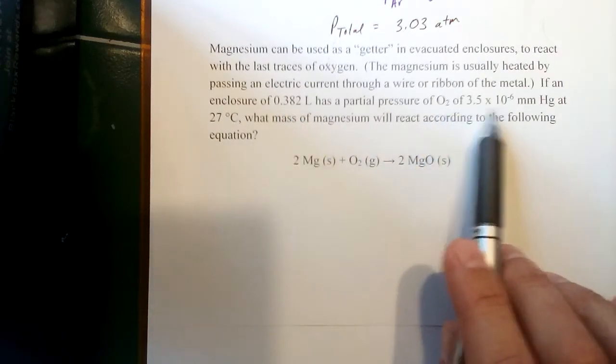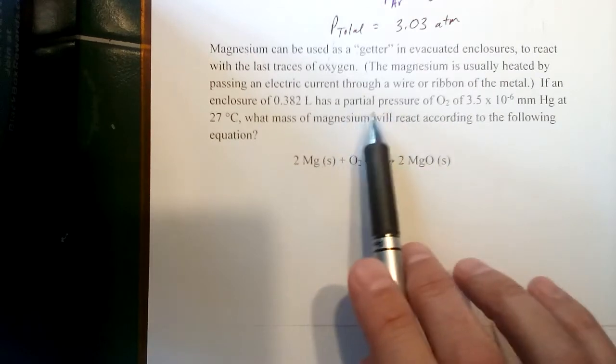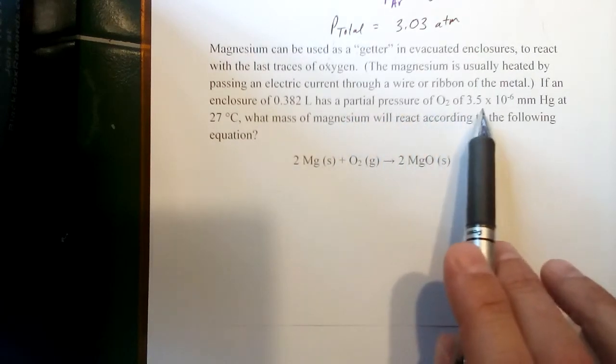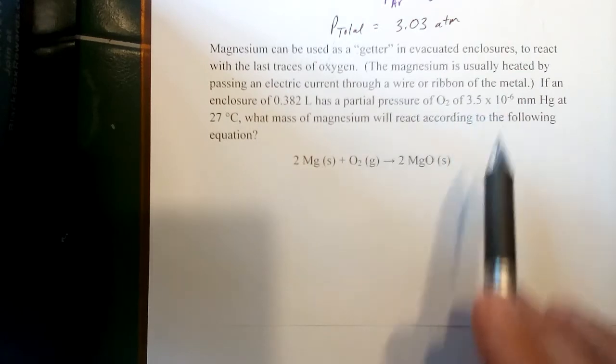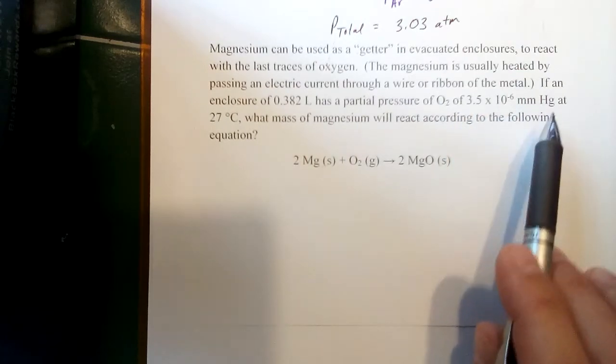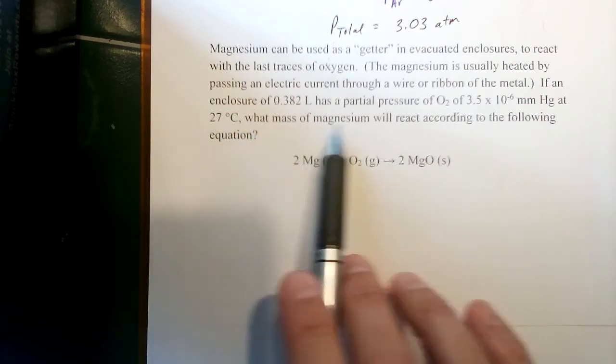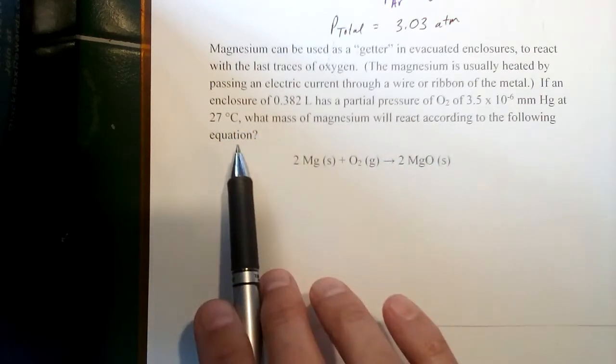We're told the pressure of oxygen, so it's not the total pressure, there's an inert gas in there as well, probably nitrogen, but the pressure of oxygen in there is 3.5 times 10 to the minus 6th millimeters of mercury, and the temperature is 27. We want to figure out what mass of magnesium will react according to the following equation.